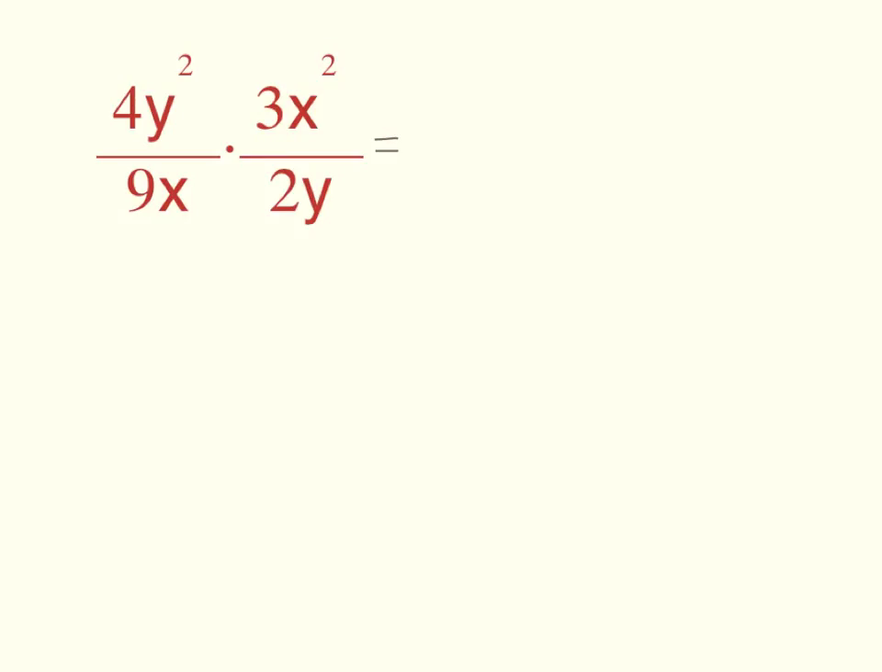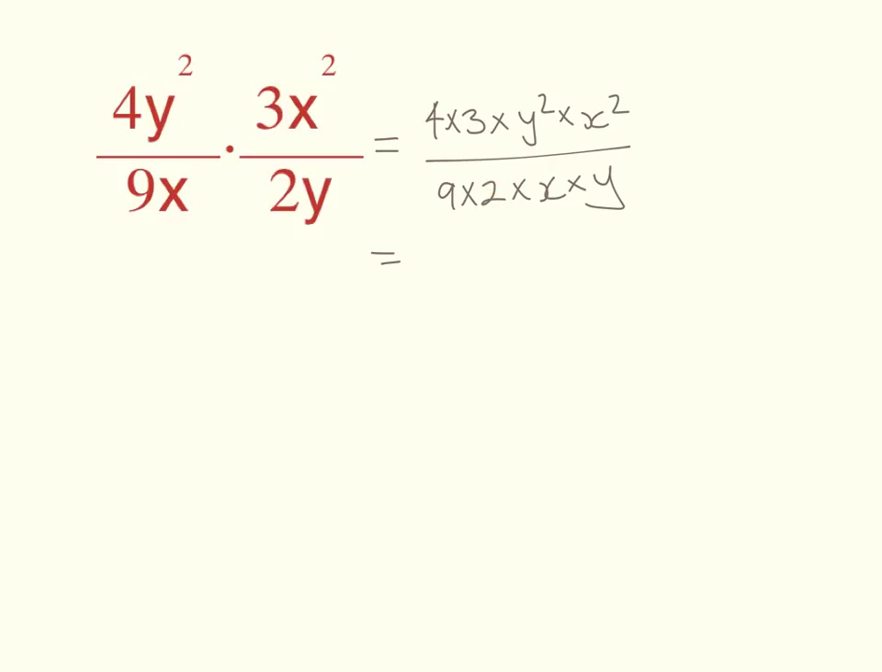So rather than multiply everything out, we will just have 4 times 3 times y squared times x squared, all of that divided by 9 times 2 times x times y, because that's exactly what we've got. We've got a 4 and a 3, y squared and x squared, they're all multiplying. 9 and 2, x and y, and they're all multiplying. So before we try to cancel anything out, it's always best to see what terms are alike and what can be cancelled out.